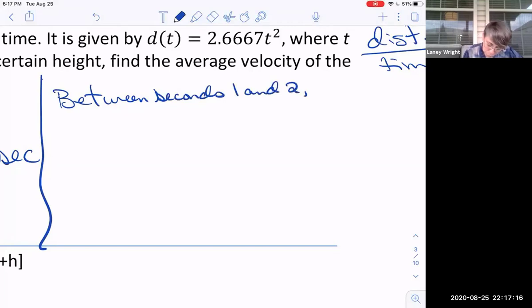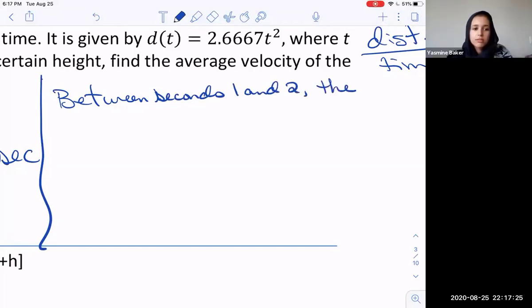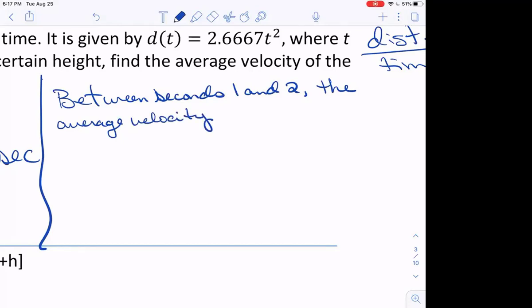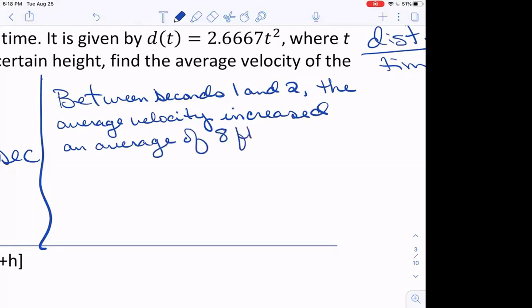One and 2. What is it that we're studying? Average velocity, okay? So the average velocity, how do we know it increased? Yeah, because it was a positive number. So the average velocity increased an average of 8 feet per second.